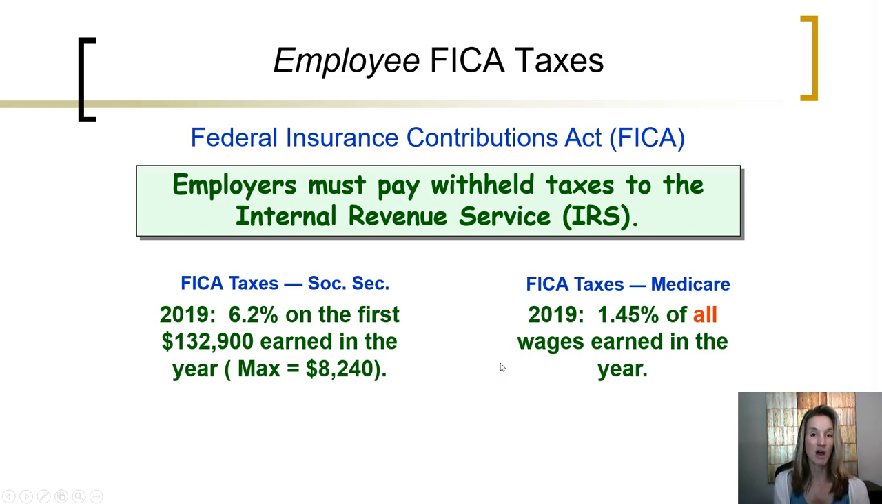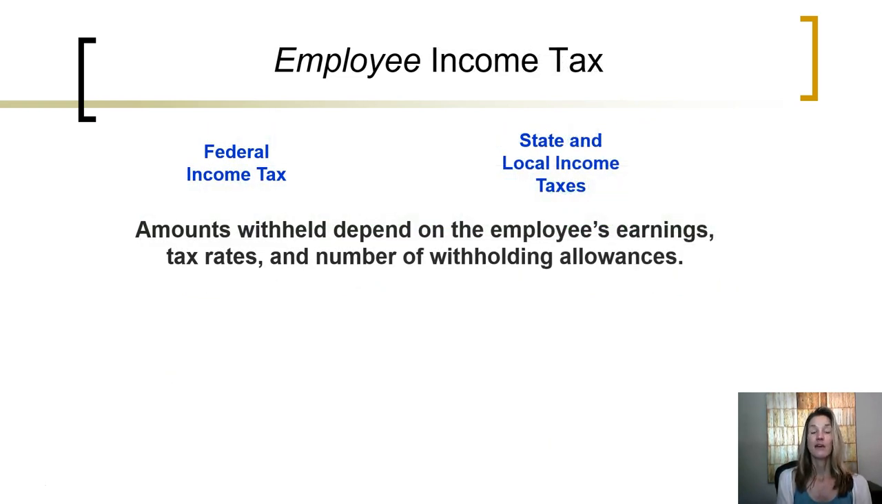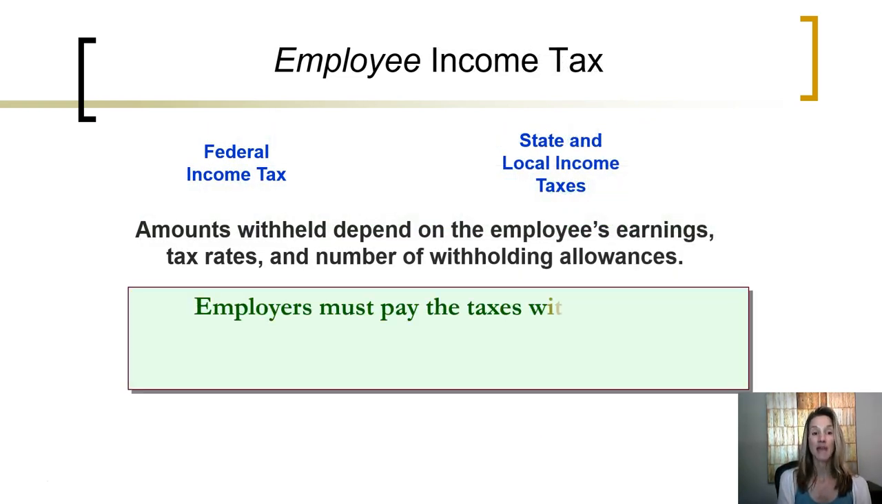Medicare taxes are paid on all wages with no cap. So every amount earned by all employees has 1.45% of the pay withheld by employers to pay for Medicare taxes. Any of the amounts withheld for Social Security and Medicare have to be paid by the employer to the Internal Revenue Service. Same thing holds true for income taxes.